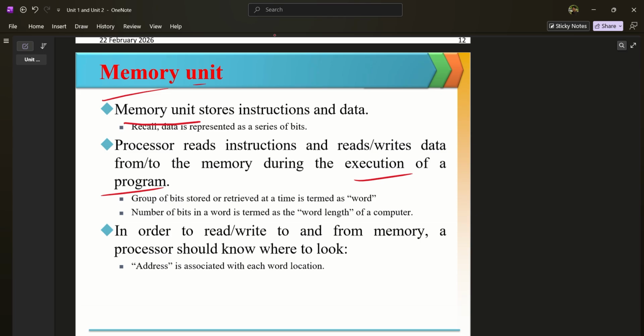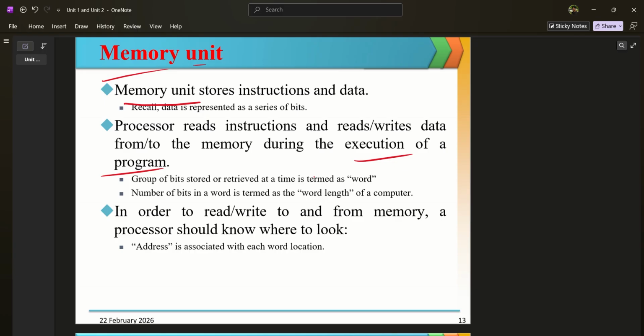A group of bits stored or retrieved at a time is termed a word, and the number of bits in a word is termed the word length of a computer. When you bring a set of bits together, these form a set of characters, and these characters form a word. The number of bits that can be taken at the same time from or to the memory is called the word length.